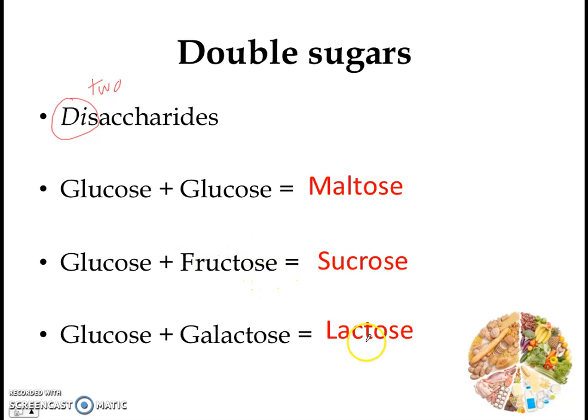And there's also lactose, which you have definitely heard about. Maybe your friends are lactose intolerant. Lactose is a milk sugar found in milk. It's made out of glucose and galactose. So these are three common examples of double sugars. I'd say the most important is probably to remember maltose.